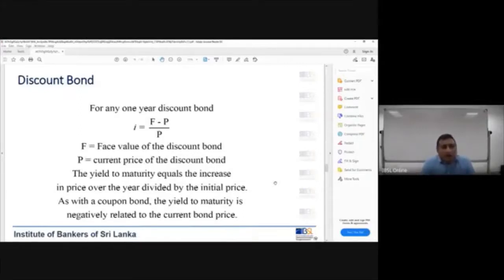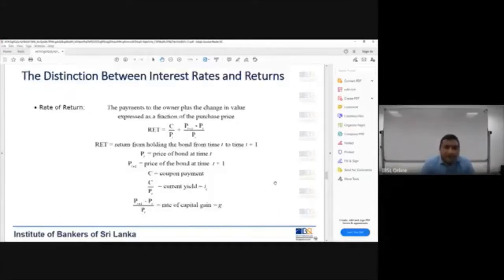As with the coupon bond, yield to maturity is negatively related to the current bond price also. If the prices are increasing, yield to maturity is decreasing. If the prices are decreasing, yield to maturity is increasing. Negative relationship. Price and the yield, or for that matter, interest rates, are negatively related. Higher the price, lower the interest rates. Lower the price, higher the interest rates. So don't forget, this is very important. I was repeating this even in our last few discussions.